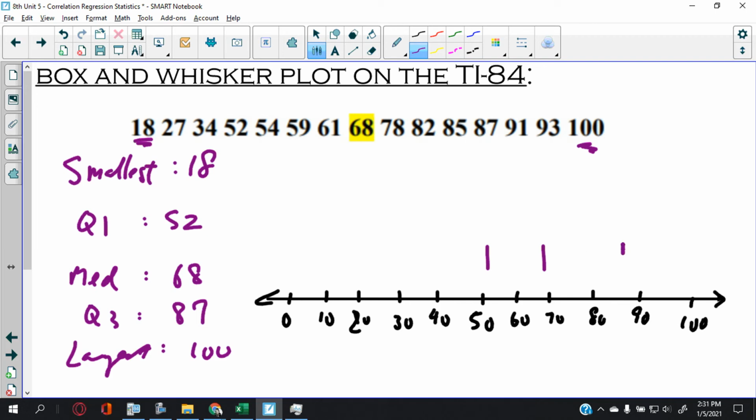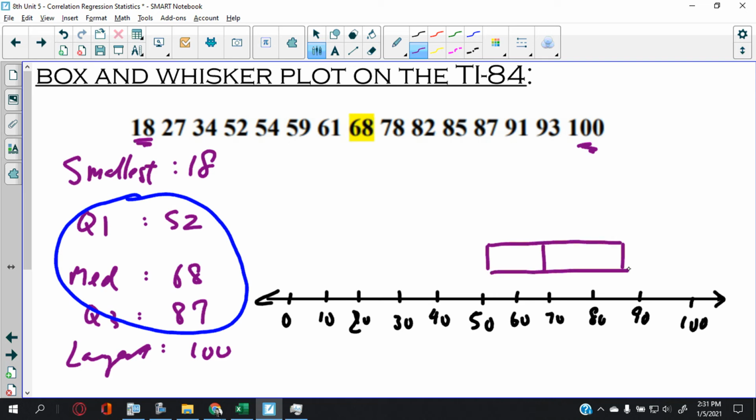Q3 is 87. So I'm going to draw my box. In other words, what consists of the box in the box and whisker plot is these three numbers. These three numbers make up the box, okay? So I connect them. So I got my two boxes. Smallest is 18. So that's the whisker part. 18, that's somewhere over here. And the largest is 100. I connect them. Not the best job, but you can see what's happening.